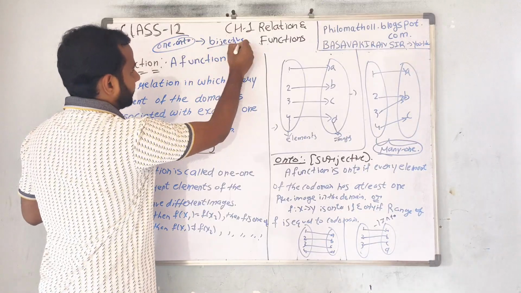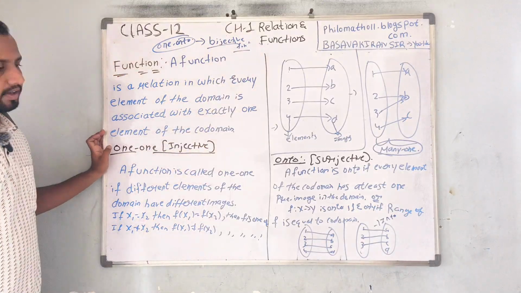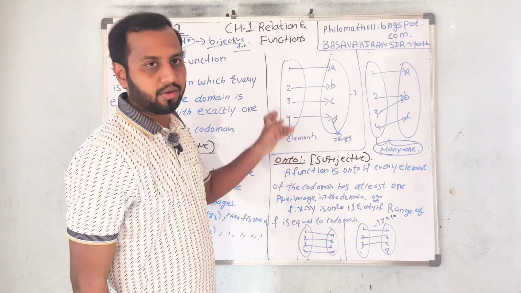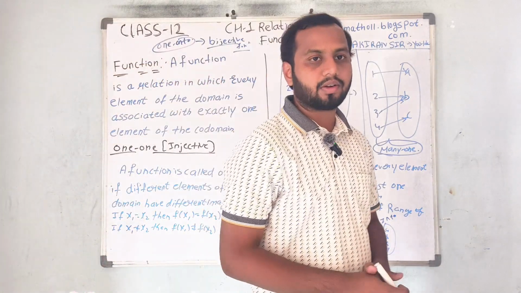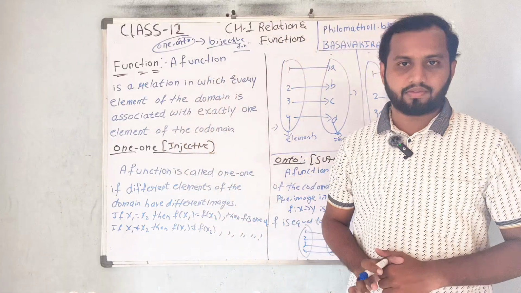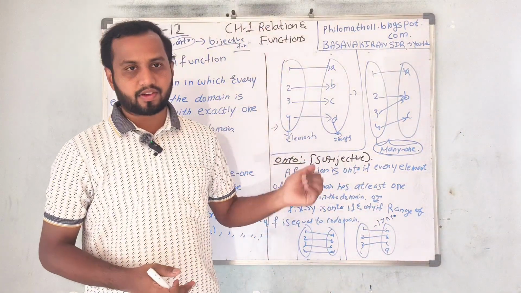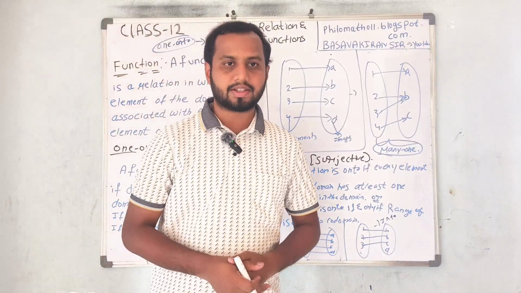If a function is satisfying one-one as well as onto, then this type of function is called a bijective function. This is your injective for one-one, surjective for onto. If it is satisfying both one-one and onto, then it is called a bijective function. Let us solve some examples related to functions, whether one-one or onto, or bijective.